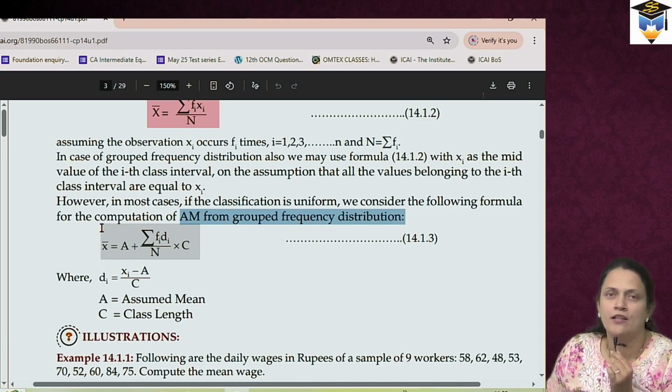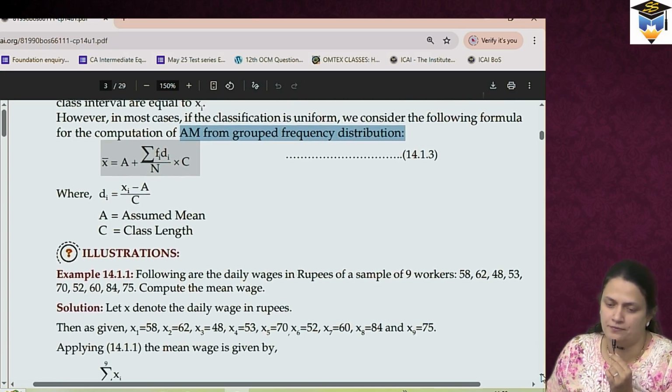Again I'll repeat, the formula for arithmetic mean x bar for a grouped frequency distribution is x bar is equal to a plus summation of fi di upon n into c, where di is nothing but xi minus a upon c, where c is the class length, a is the assumed mean.